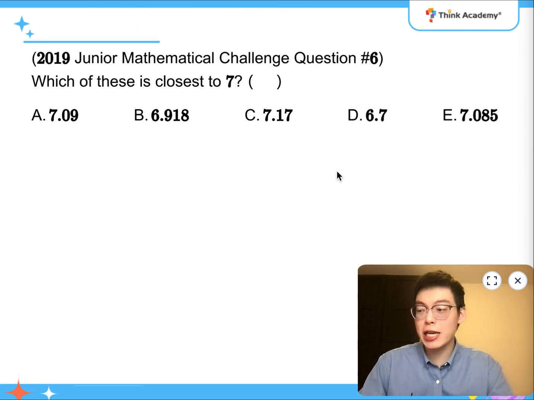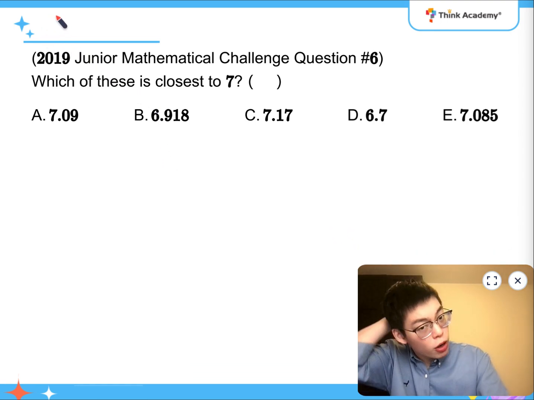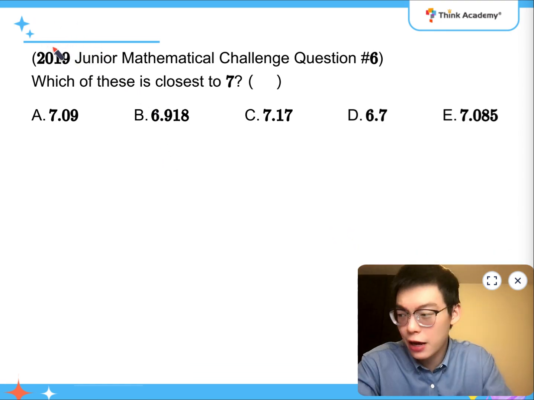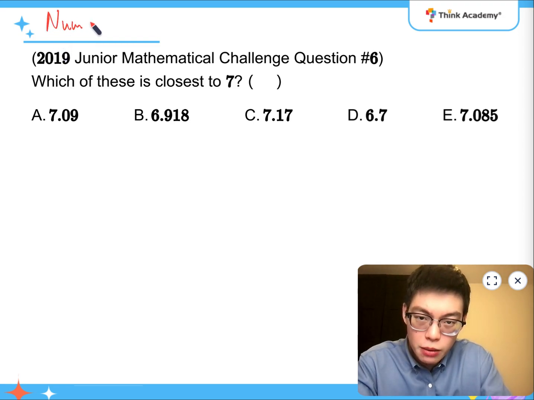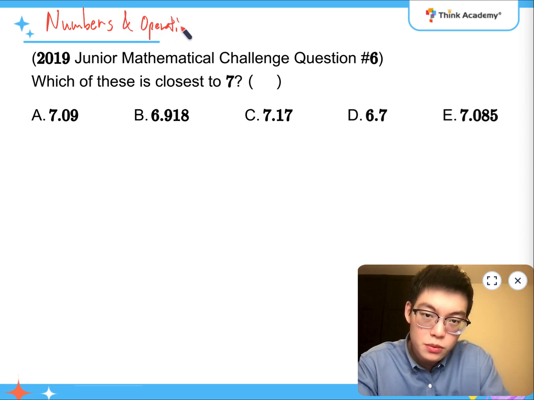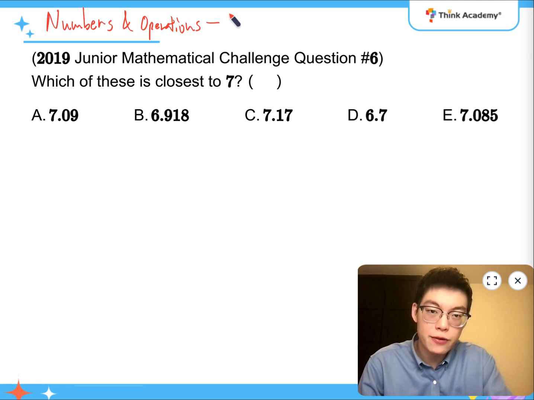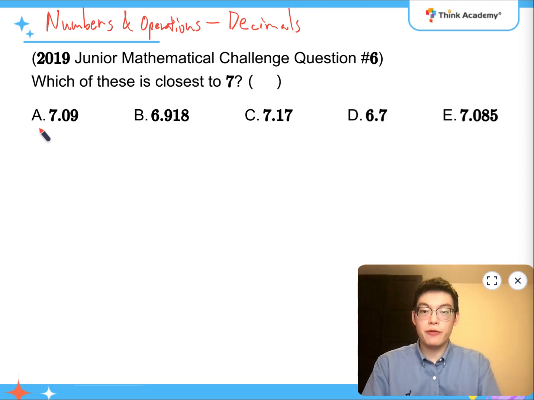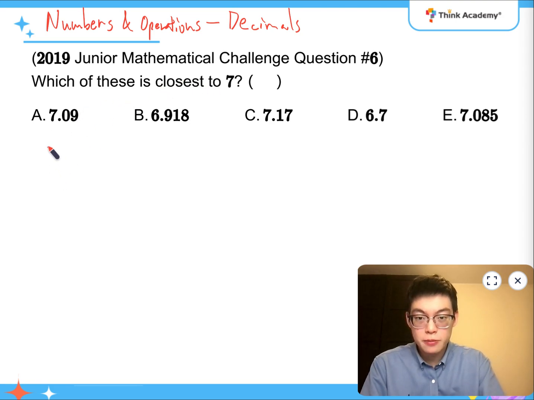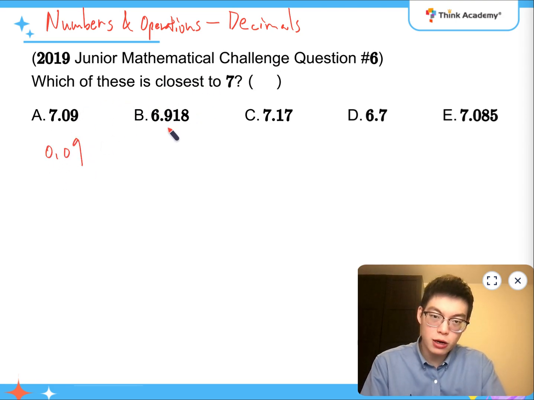And then for question 6, this is just simply a calculation problem. Which of these is closest to 7? So it belongs to numbers and operations. And this time it is definitely related to decimals, so the calculation of decimals. So the first one, take away 7, because this is greater than 7, so I'm taking away 7 from it to find the difference, which is 0.09. The second one, 7 take away 6.918, that's going to be 0.082. The third one, the difference is 0.17.